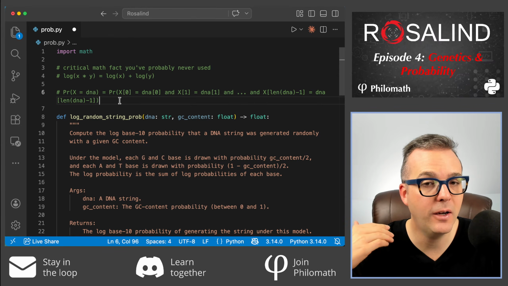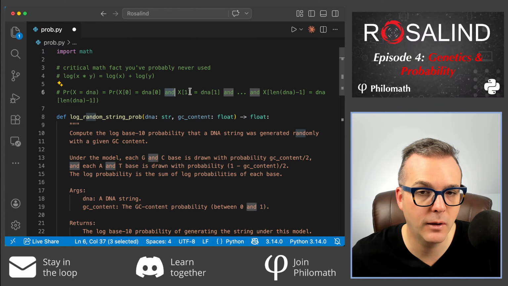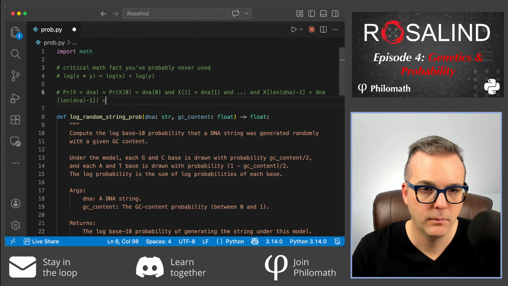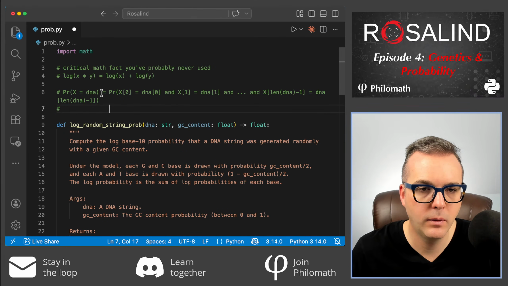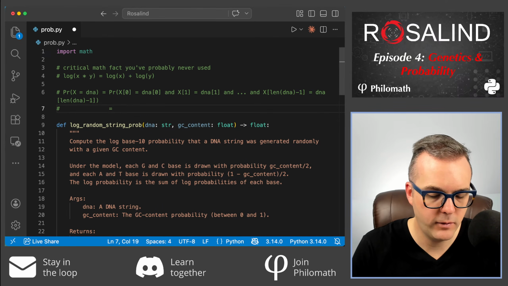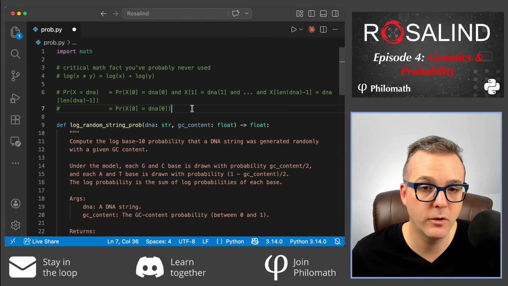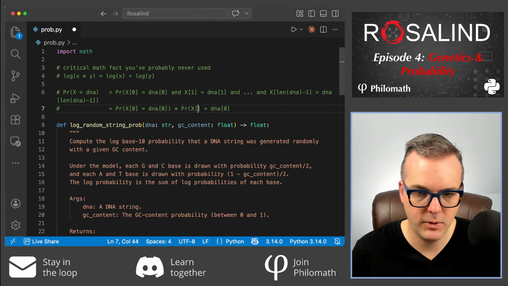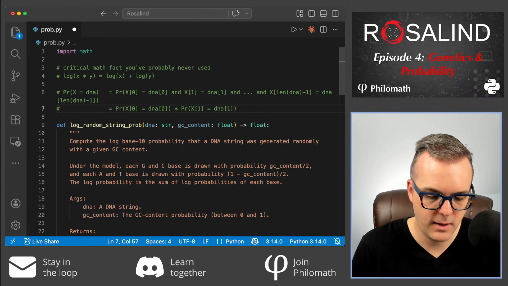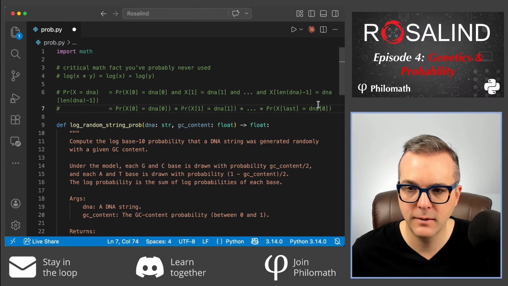Each of those trials is very clearly independent of each other, which means that when I have the probability of a bunch of ands, events constituting the intersection, I can also say that this probability happens to be equal to the product of all these things. So I will say it is the probability that the first symbol of my random string is equal to the first symbol of the string I care about, times the probability that that's true for the second symbol, times, and so on, until I finally have the probability that X of last is equal to DNA of last.